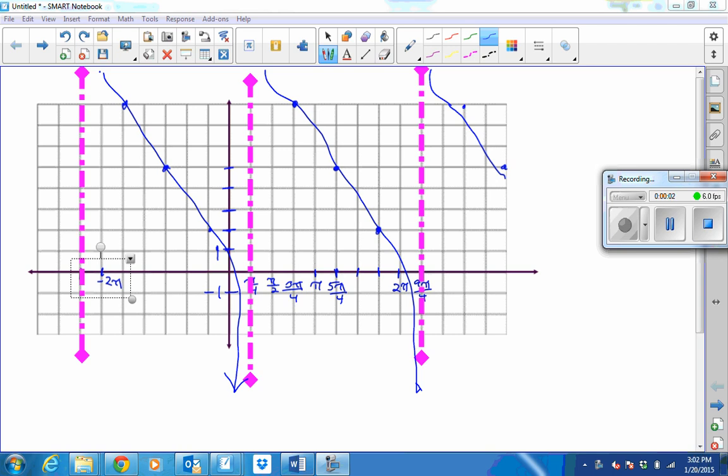So in class today we looked at cotangent, tangent, secant, and cosecant graphs, and we talked about the parent functions of those and how we get them. Now we're going to look at how you would figure out what a transformation is that's occurred in one of those graphs.